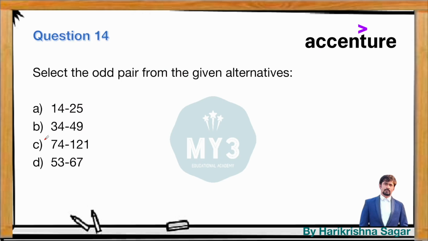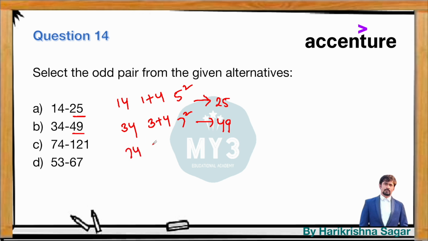Let's look at the next question. Select the odd pair of the following: 14, 25, 34, 49, 74, 121, 53, 67. If you look at 14, what is the sum of the digits, 1 plus 4? 5. They have taken the square of it. 5 square is 25. That's the reason they have 25. And for 34, 3 plus 4 gives 7. 7 square is 49. They have given it correctly here.